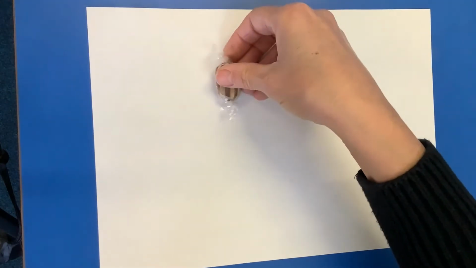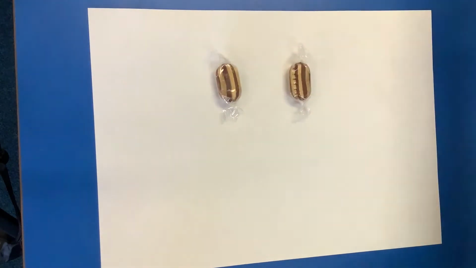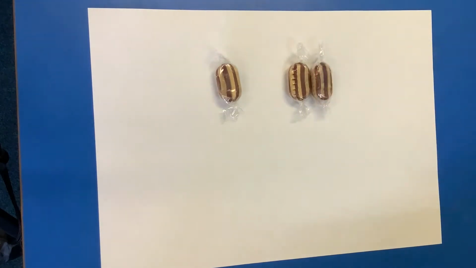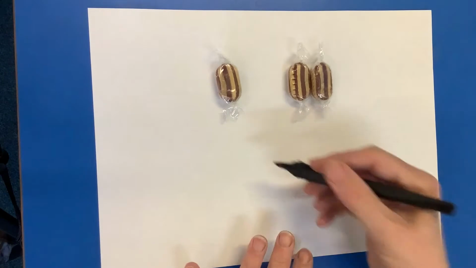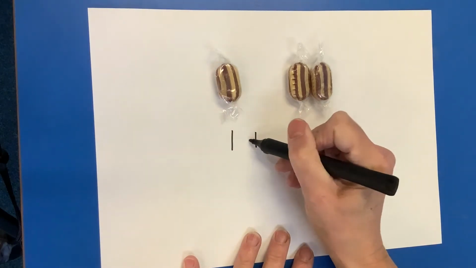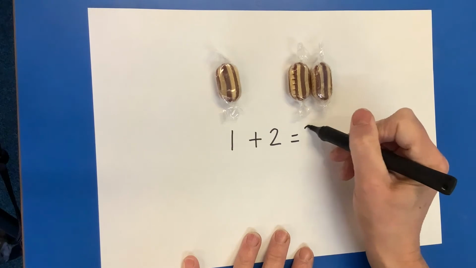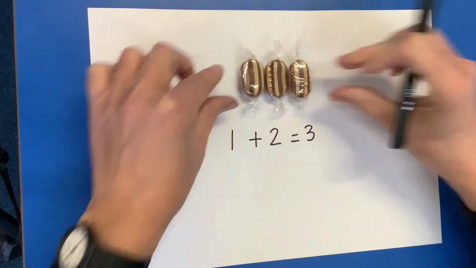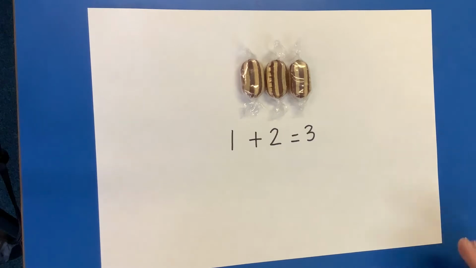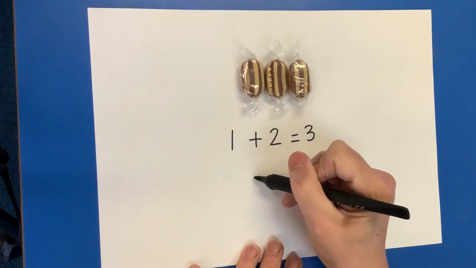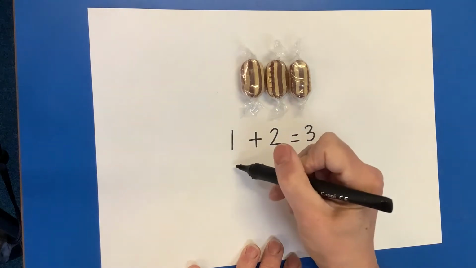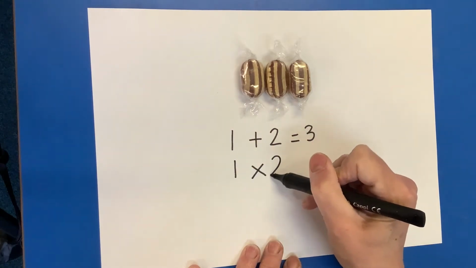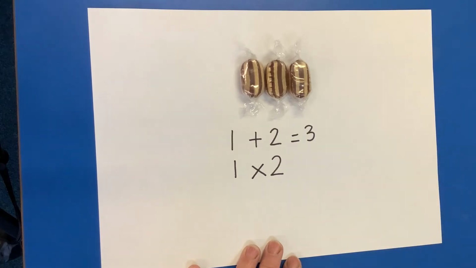Multiplication is about groups. So what I just showed you was 1 plus 1 makes 2. I think you could all tell me if I got 1 sweet and then I got 2 more sweets, altogether I would have 3 sweets. So 1 add 2 equals 3. That's what I've got altogether. If we change the sign, that means that this sign goes in its place. It's something completely different because 1 times 2 is not 3.